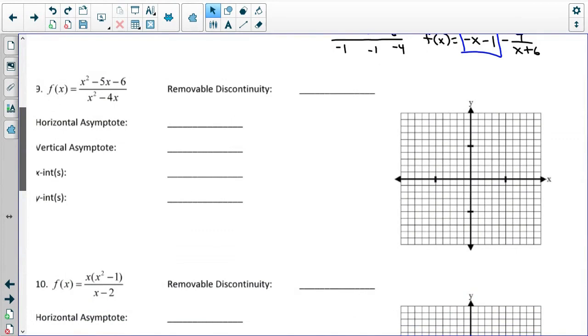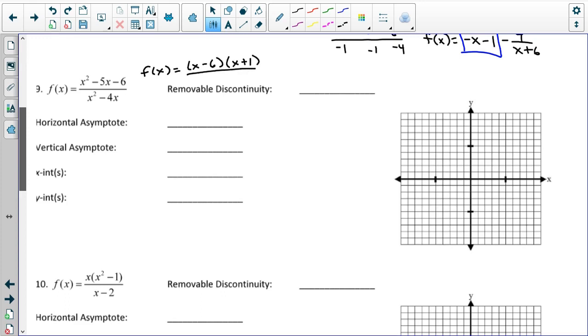Number 9, I'm going to factor this one. So the numerator is x minus 6 times x plus 1, and the denominator is x times x minus 4. So if I look at this, the denominator just has a GCF. Once again, there's no removable discontinuity in this problem. The horizontal asymptote is going to be at y equals 1.